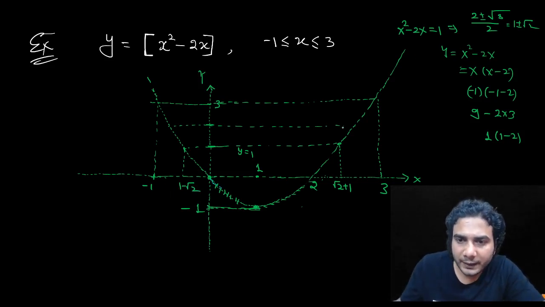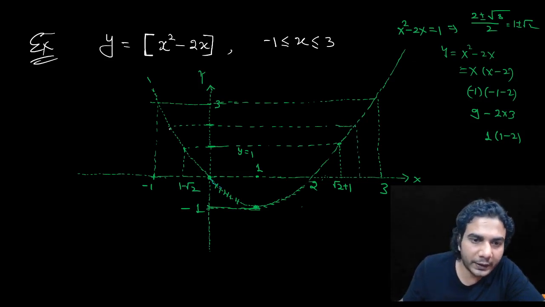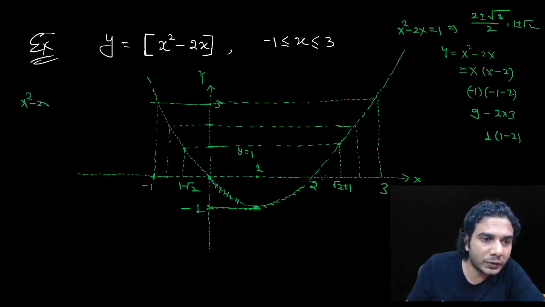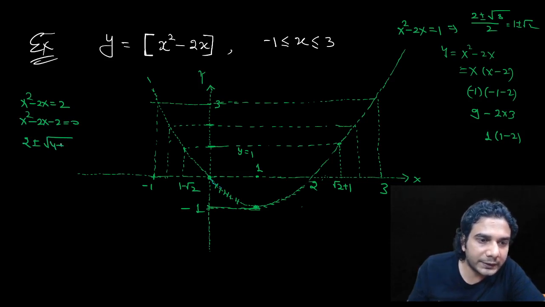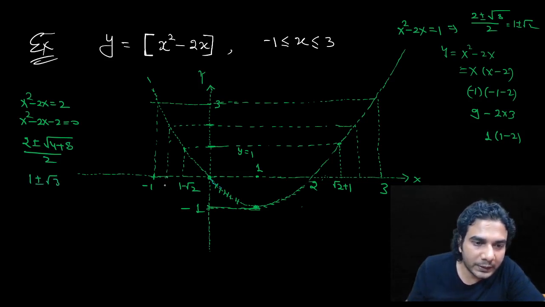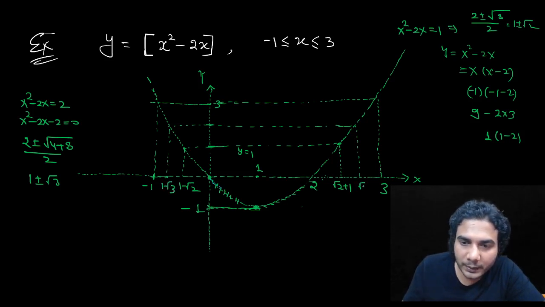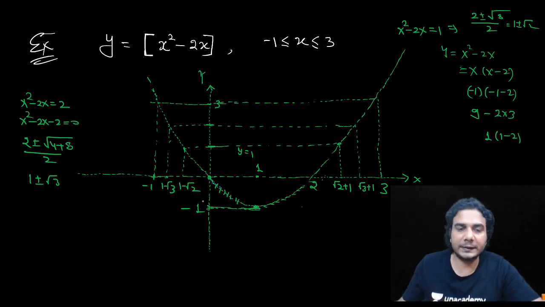So now you can see. Similarly, we need these points also. To find these points, you need to equate this quadratic with 2, okay? So let me do it here. x square minus 2x is equal to 2. And then you can write x square minus 2x minus 2 is equal to 0. So you can write 2 plus minus under root of b square 4 minus 4ac, so plus 8, divided by 2. So it is going to be 1 plus minus root 3. So this point is going to be 1 minus root 3, and this point is going to be 1 plus root 3. All right. Like this.